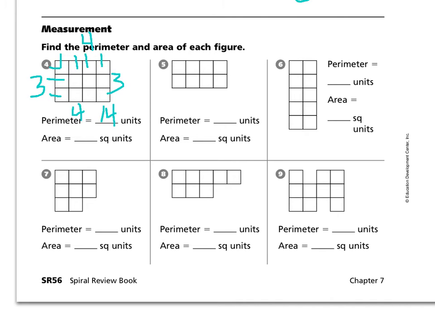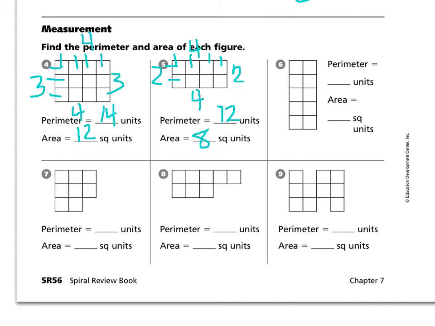Now for the area, I'm going to count the shapes. And I can do a 3 by 4, and I know 3 times 4 is going to be 12 square units. For the perimeter for number 5, I have a 2, and I have a 4. So I know that these are going to be 2 and 4. 2 plus 4 is 6, so I know that 6 plus 6 is going to be 12. Now I have area. I have a 2 by 4. 2 times 4 is 8.